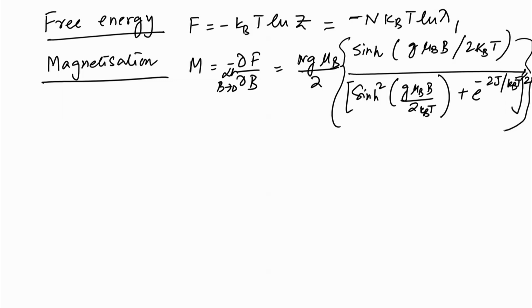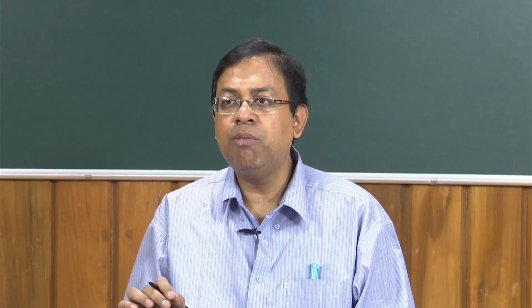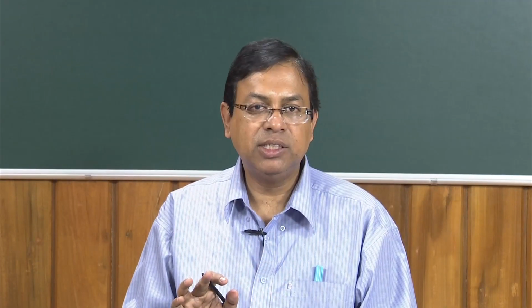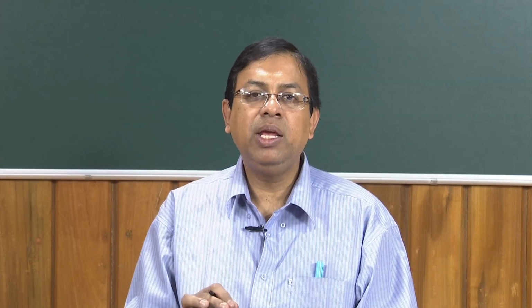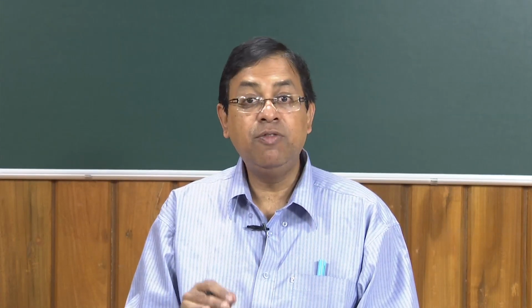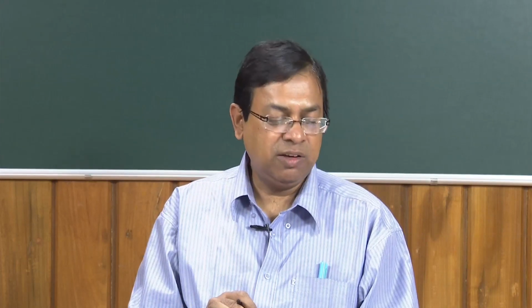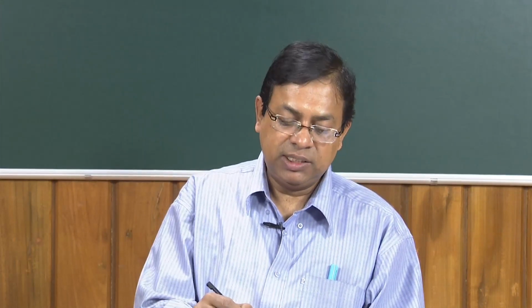So, that is the form for the magnetization, and interestingly it can be seen that M goes to 0 as B goes to 0. So, if there is no external field, a one dimensional spin model does not show any magnetization. This is called the spontaneous magnetization. So, there is no spontaneous magnetization of a 1D Ising model. If only we put the external magnetic field, then there will be magnetization there.